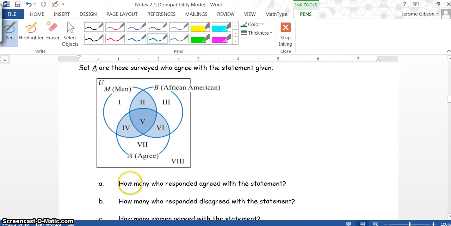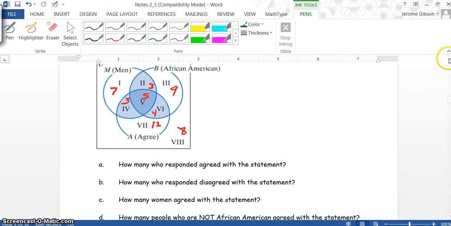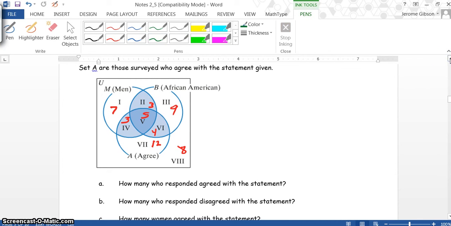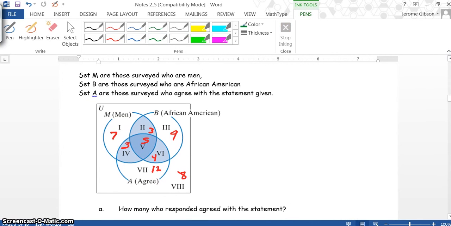Now it says how many who responded agreed with the statement. Now, if you look here, okay, class, what I need you all to do is this here. If you notice, this survey initially did not have any numbers listed here. So what I want you to do is list these numbers that I just wrote into this survey so we can answer these questions. That was a little technical glitch, but we can correct that.